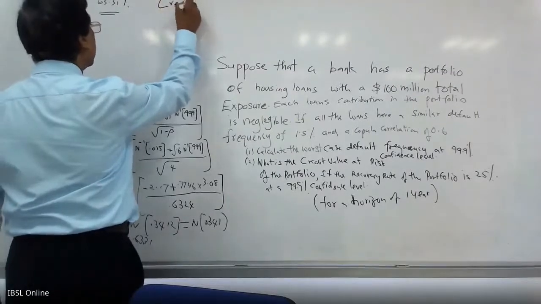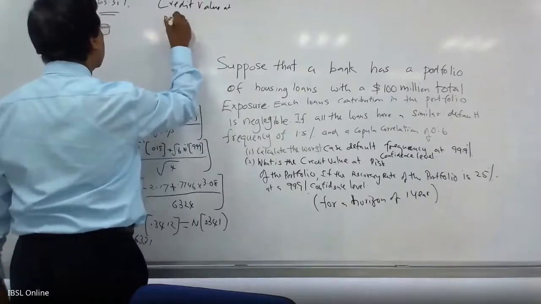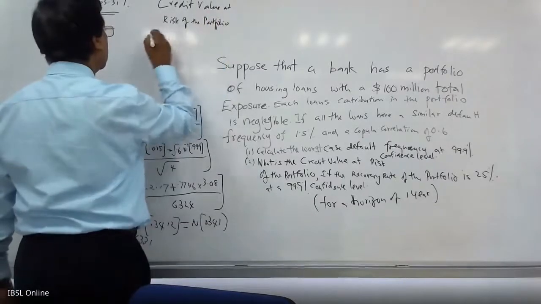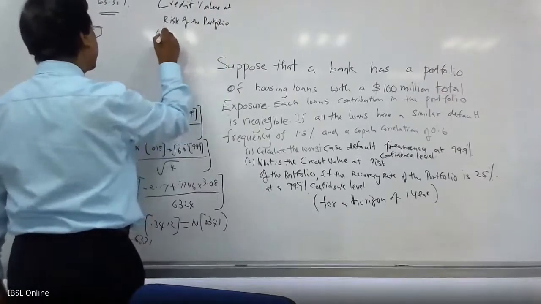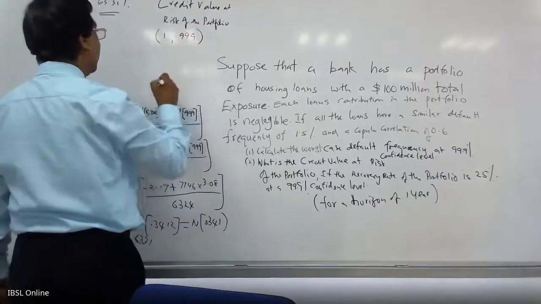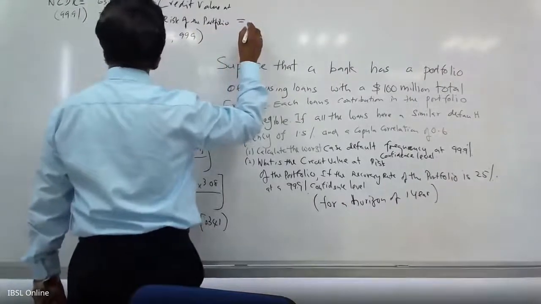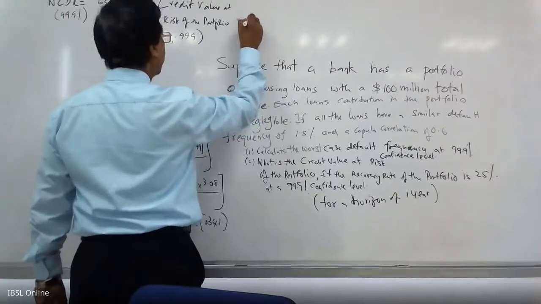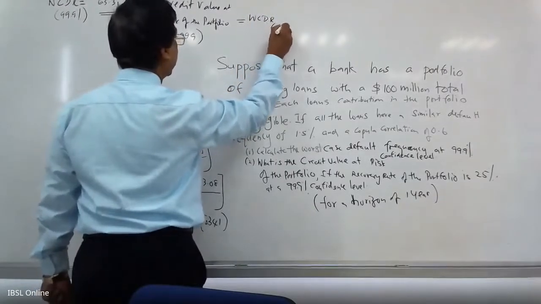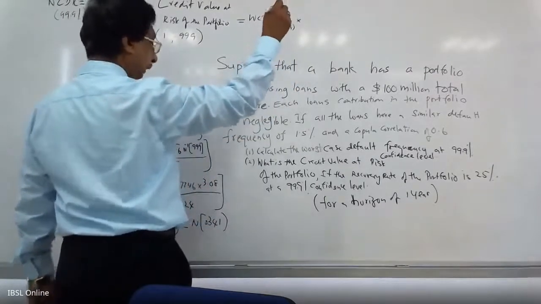Credit value at risk of the portfolio at a 1 year horizon for a 99.9 or 0.999 probability equals WCDR, 1.999 into LGD.